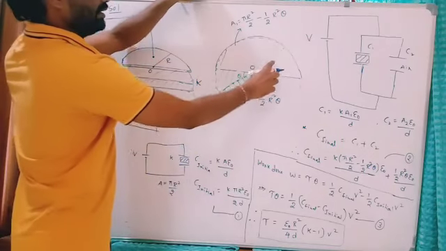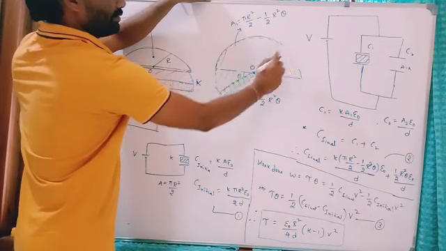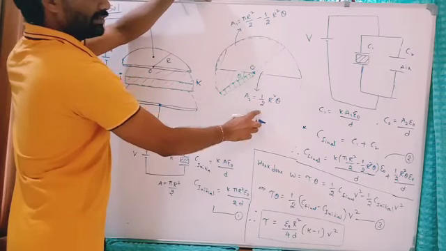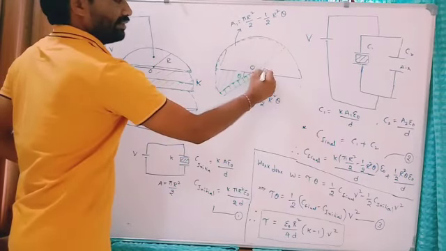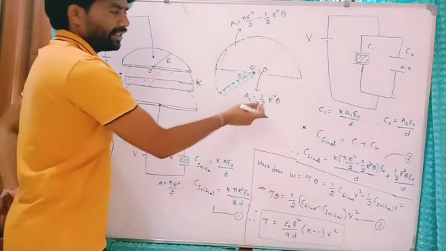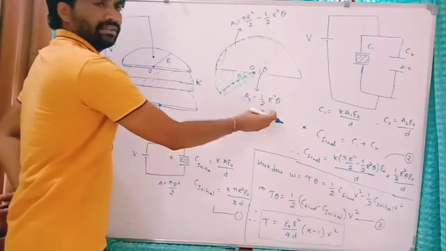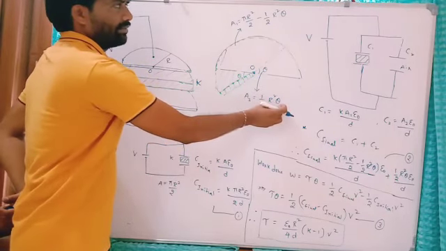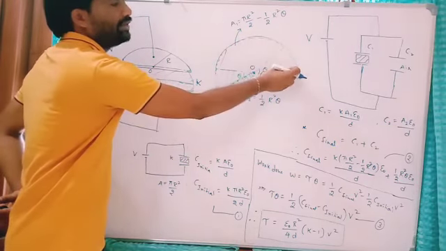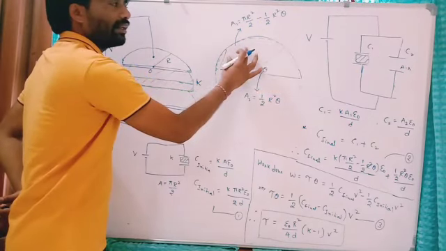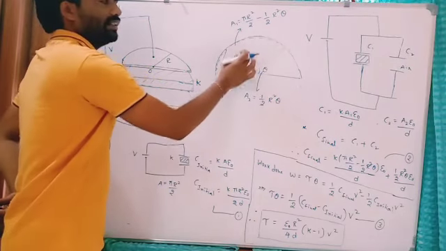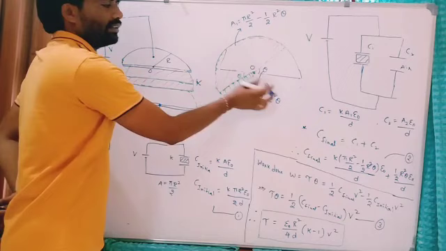Now I have written this area first. For small angles it looks like a triangle, so you can write the area as half R square theta, where this angle is also theta. Based on basic mathematics, I have written this area of the arc: half R square theta. This is the empty space, and this is with dielectric material inside the capacitor. So this area you can write as the total area minus this area. This is the area with dielectric material. Now I got these two areas.